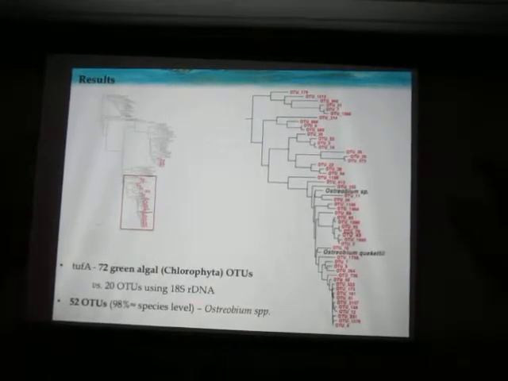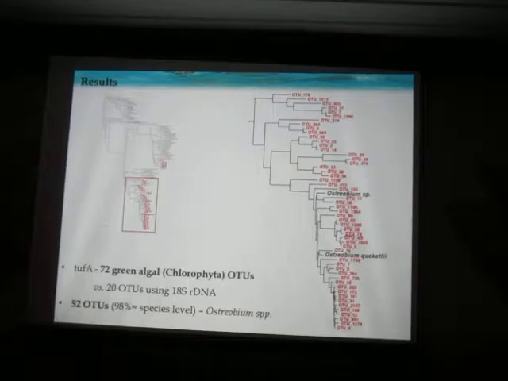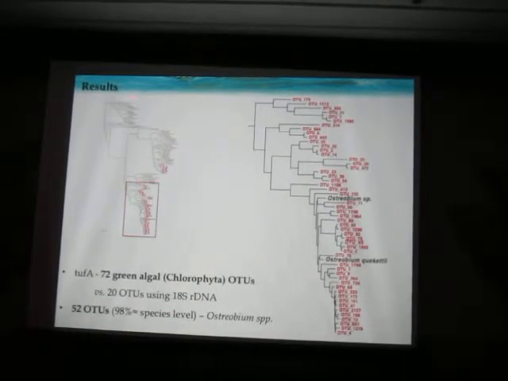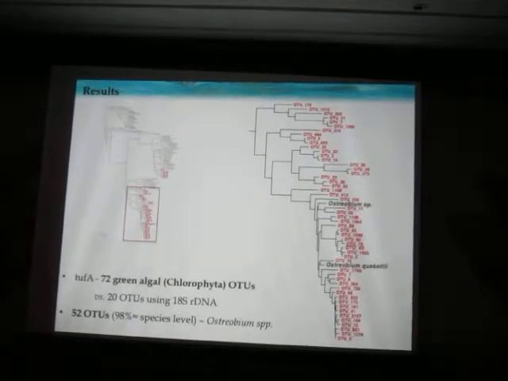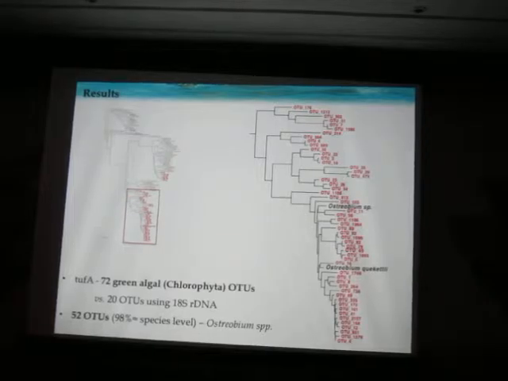When we use the aging acid gene fragment, we obtain only 20 O2s, and they are mainly dispersed through the tree. So most of them don't actually match with Ostriobium.